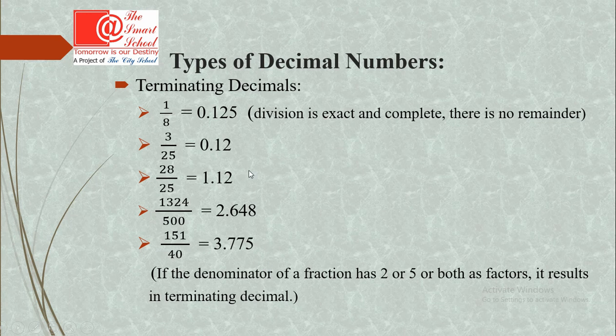So we notice that if the denominator of a fraction has 2 or 5 or both as factors, it results in a terminating decimal. Now look here, 8, 25, 40: all of these have 2 or 5 as a factor. So all of these are terminating decimals.